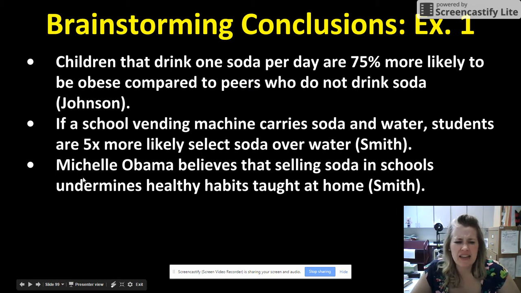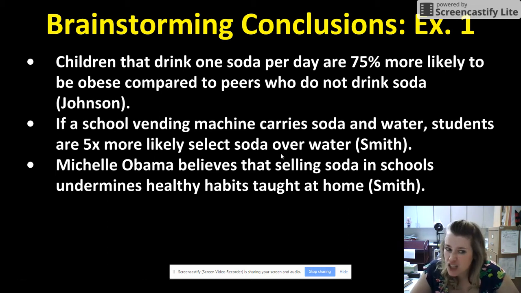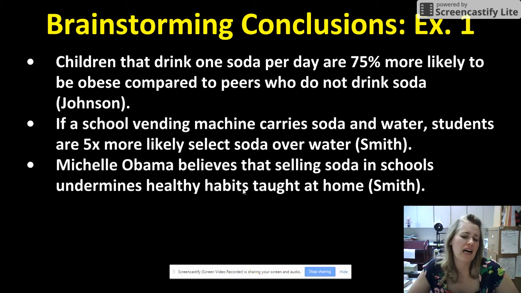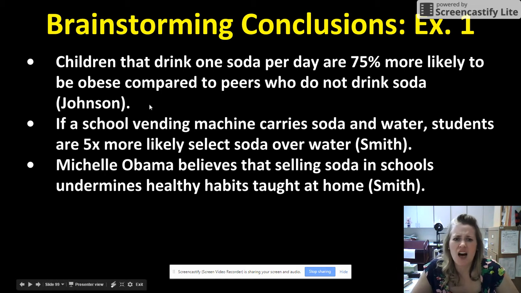I see the idea that soda is bad here. Soda causes obesity. Here, students, if there's soda in the vending machine, they'll pick the soda. And Michelle Obama thinks that having soda in vending machines hurts healthy habits taught at home. So when I look at this, all three have the word soda. So the conclusion I draw should have the word soda in it.